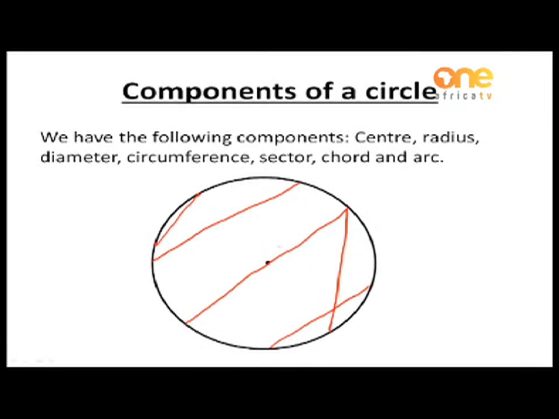So going back to this chord, it goes from one side of the circle to the other, and it passes through the center. So this is a diameter, but it's also a chord. So you can think of the diameter as a special kind of chord.